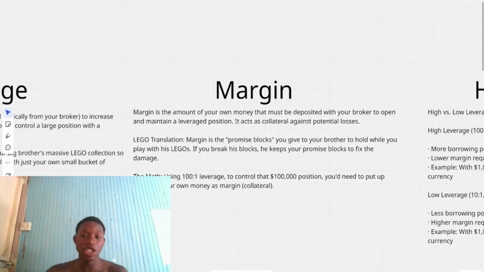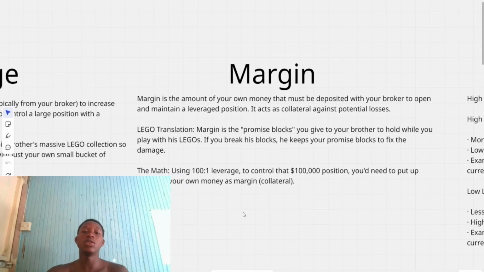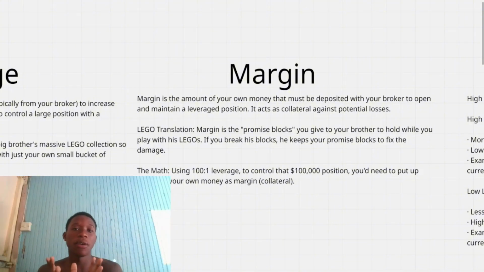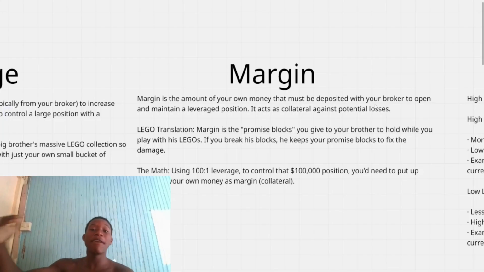Let's explain margin. I told you we were going to get into margin. Margin is the amount of your own money that must be deposited. Remember, deposited or promised. Builder B has to put up one block in order to get 100 blocks from his big brother Diddy, right? So margin is the amount of your own money that must be deposited with your broker to open and maintain a leveraged position. It acts as collateral against potential loss.